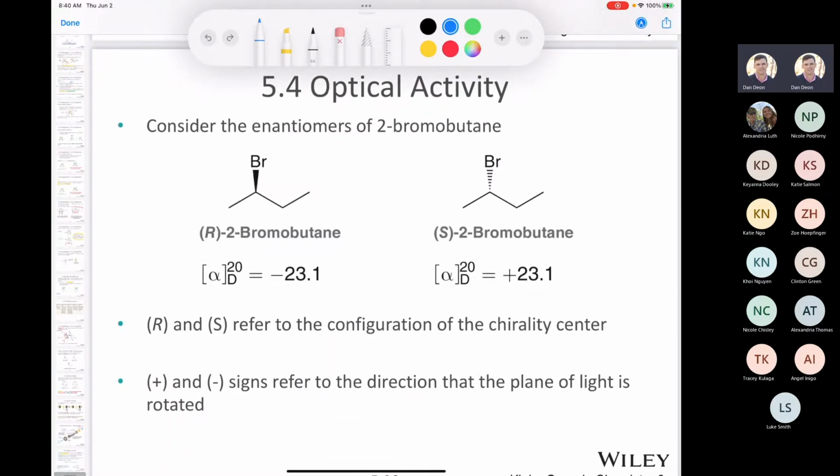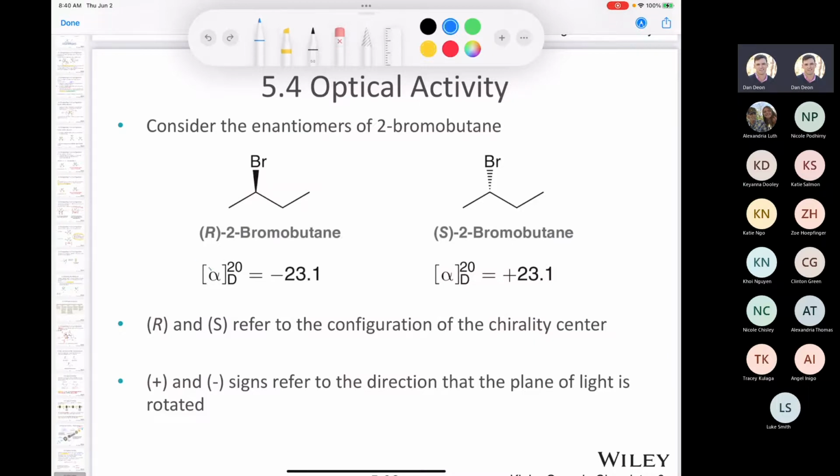If you have one enantiomer, let's imagine you have R-2-bromobutane. It has an optical rotation of negative 23.1 degrees. The enantiomer, S-2-bromobutane, is going to rotate plane polarized light by positive 21 degrees. So just a little bit about these numbers here.